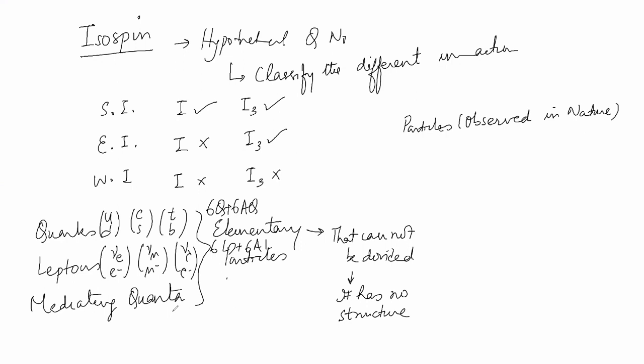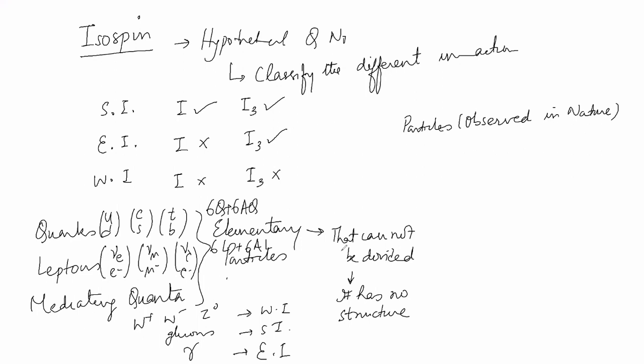there are mediating quanta. The mediating quanta for strong interaction are gluons, and gluons come in 8 different types. For weak interaction, they are W plus, W minus, and Z0 boson. And for electromagnetic interaction, it is the photon. Therefore, W plus, W minus, and Z0 bosons are the mediating quanta for weak interaction, gluons for strong interaction, and photons for electromagnetic.